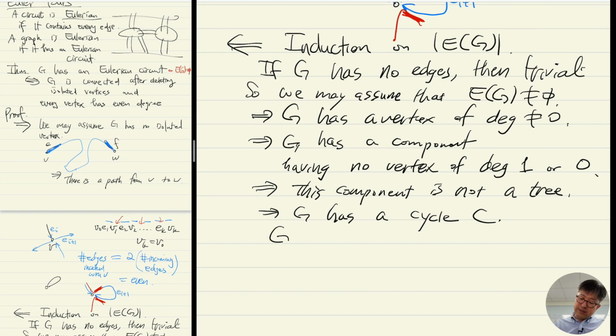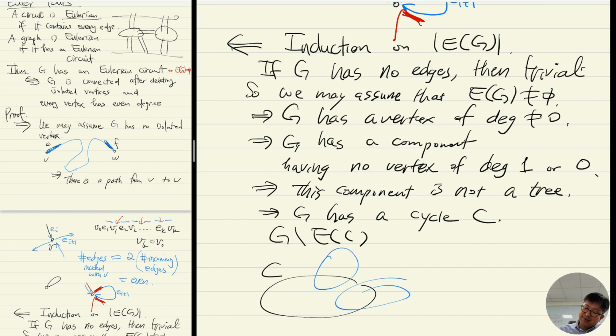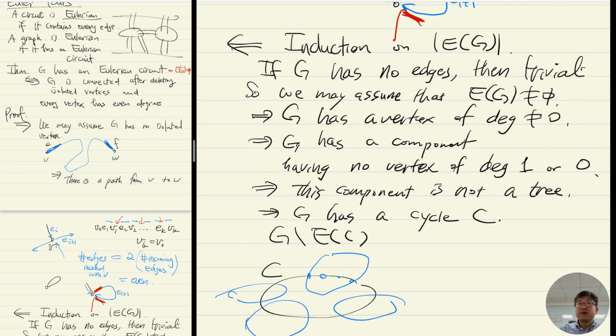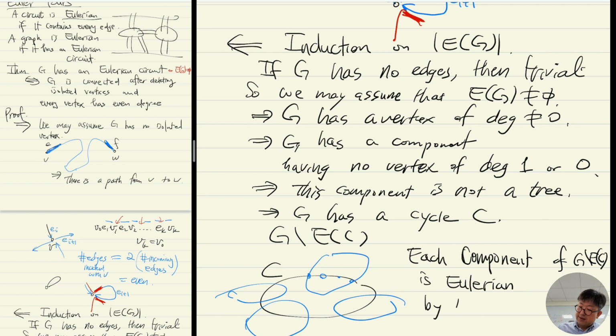Now let's delete the edges of the cycle. So I have a cycle and delete it. What happens? Well, I might have disconnected the graph. So this is component 1, 2, 3, 4. There are many components, but what we can say is that each component of G delete E(C) is Eulerian by the induction hypothesis.